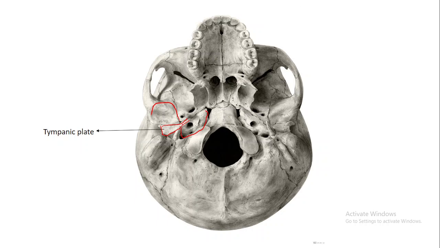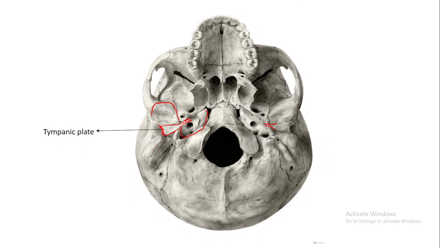The apex of this tympanic plate is directed medially. The base is curved, free and roughened. The posterior surface is concave. The posterior surface of this tympanic plate forms the anterior wall, floor and lower part of the bony external acoustic meatus.